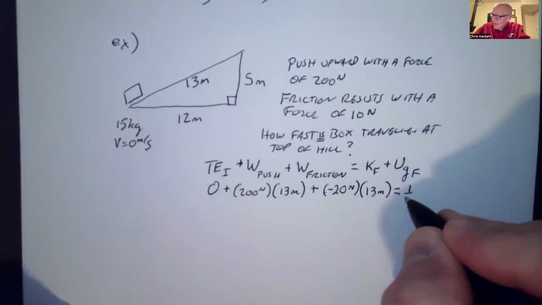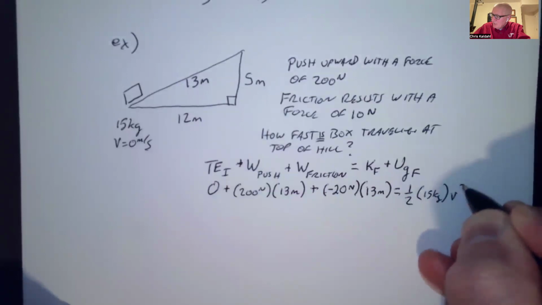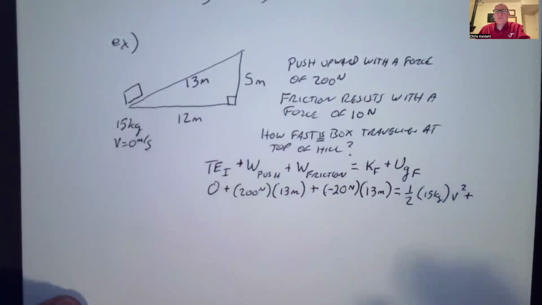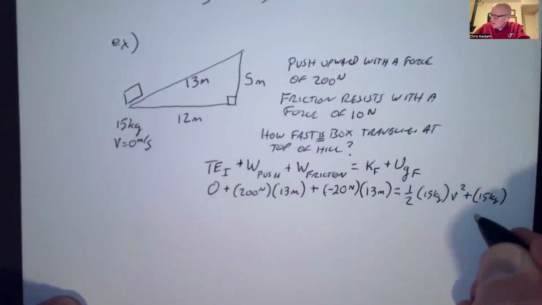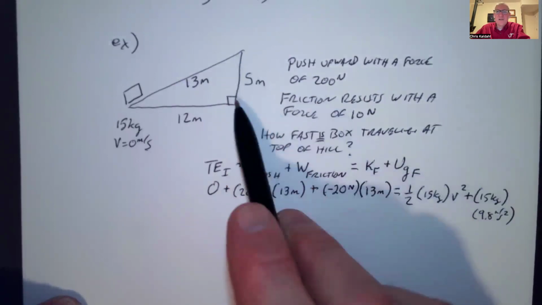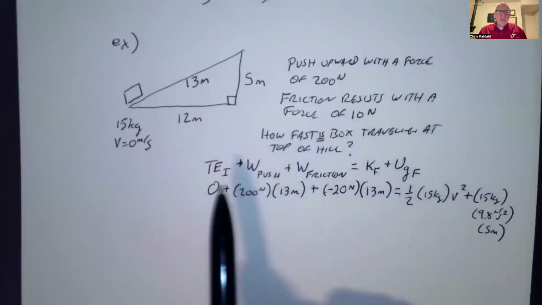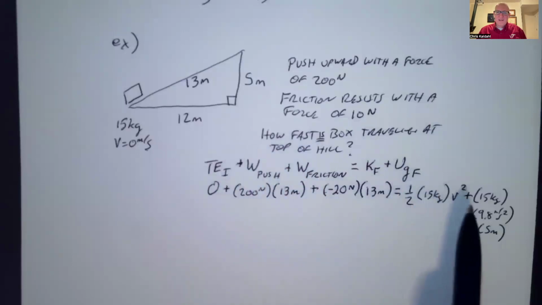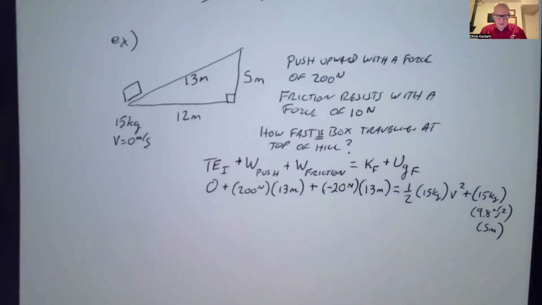I'm going to do 1/2 times the mass of 15 kilograms times v squared. I do not know my velocity. And then, what's the formula for potential energy? It's mgh. So 15 kilograms, times 9.8 meters per second squared, times a height of 5 meters. And again, if I look at this, we've got masses in some of our terms, but we do not have masses in all of our terms. So it would be a very bad idea to cancel out the masses. Only cancel them if they are in every single term.